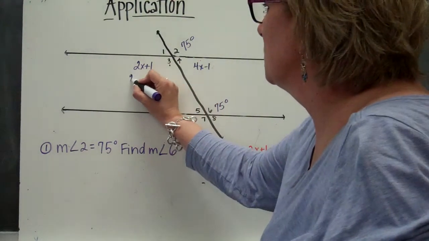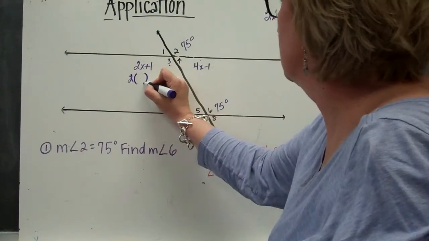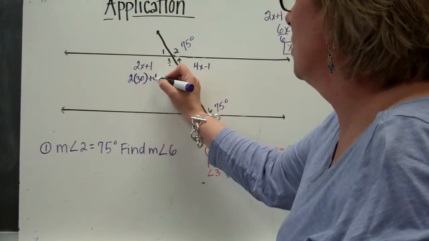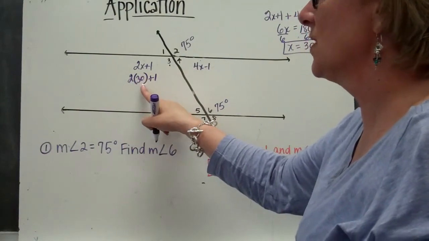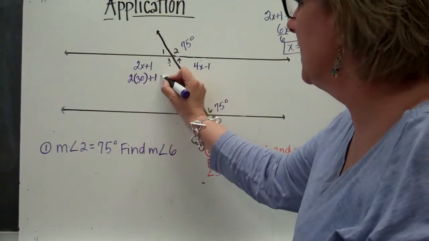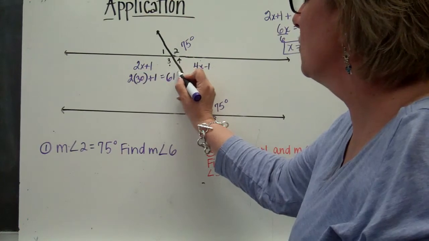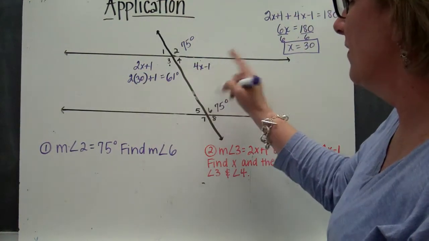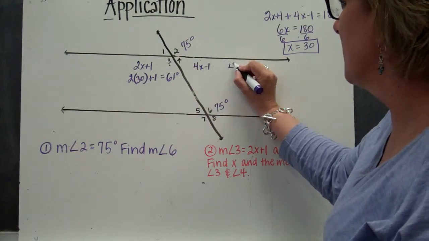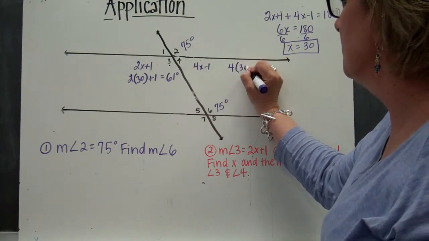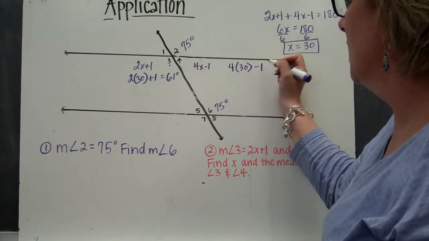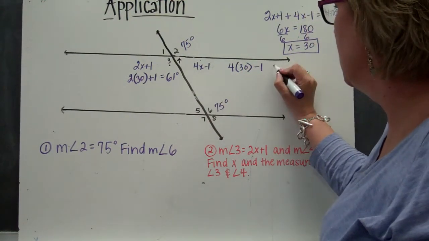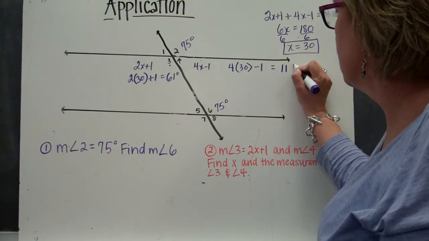So I'm going to say 2 times, in the place of x, I am going to put in 30 plus 1, and I know that 2 times 30 is 60 plus 1. This is going to be 61 degrees. Now I want to find out the degree of angle 4. So I'm going to say 4 times 30 minus 1. 4 times 30 is 120, minus 1 is going to be 119.